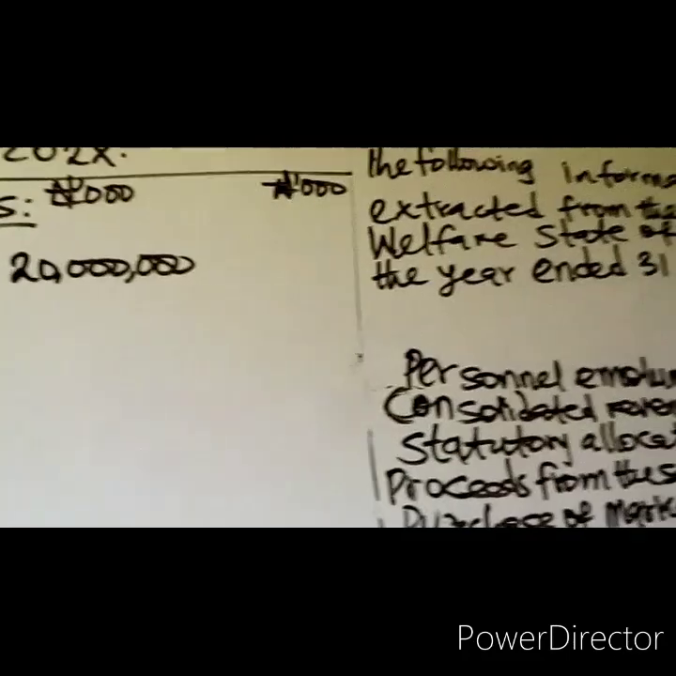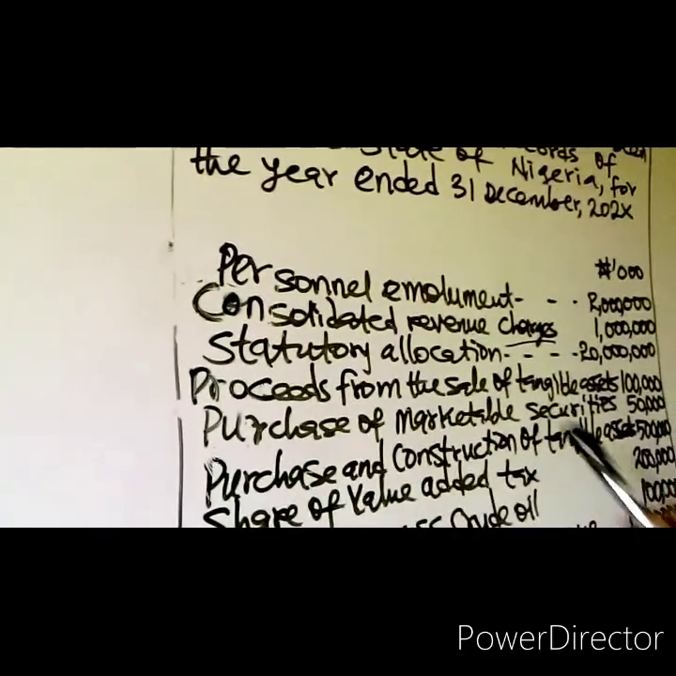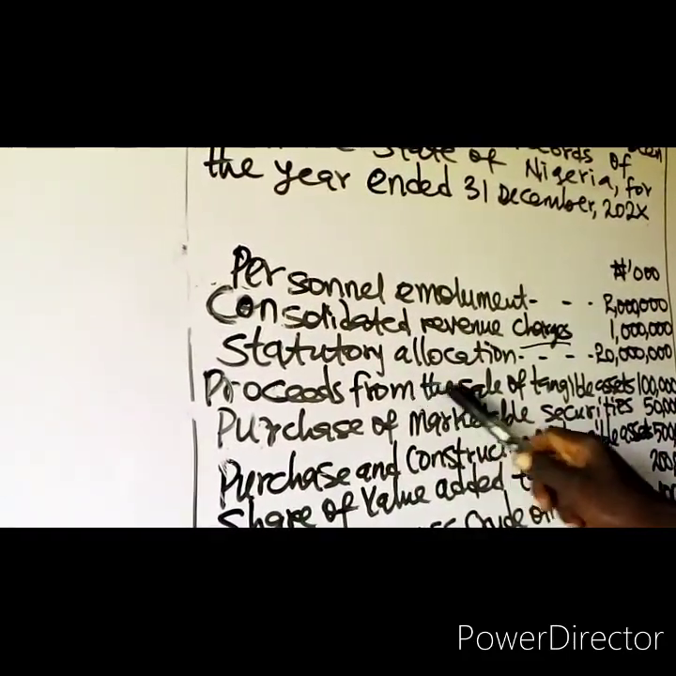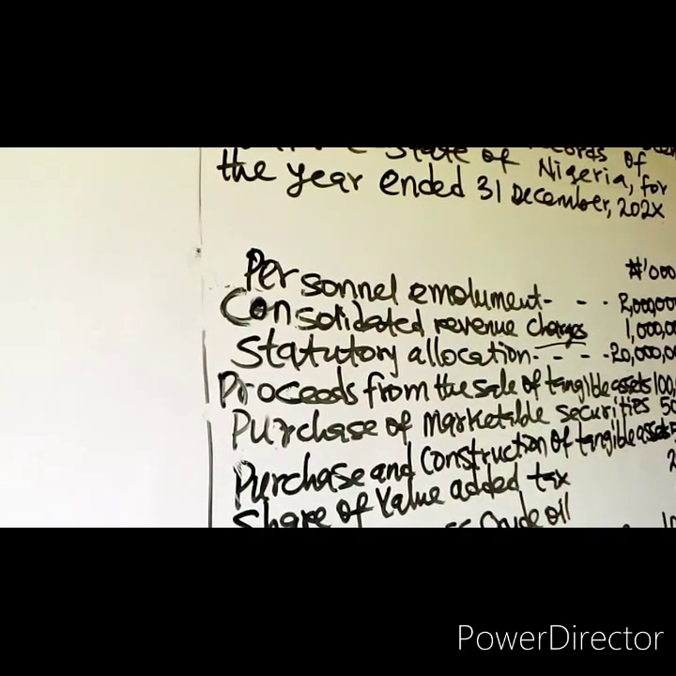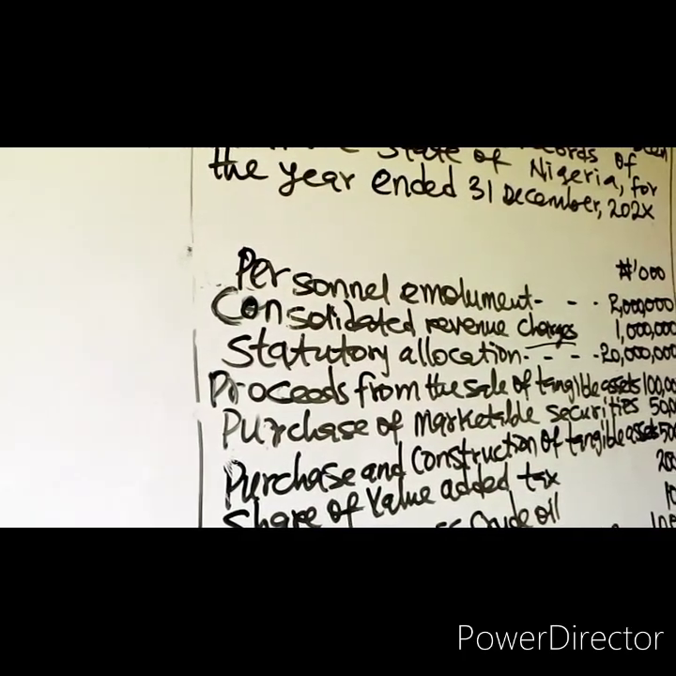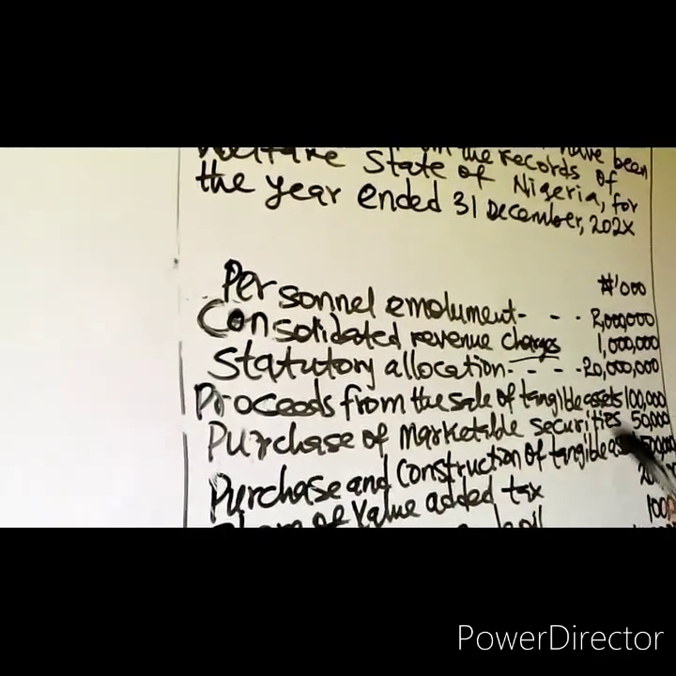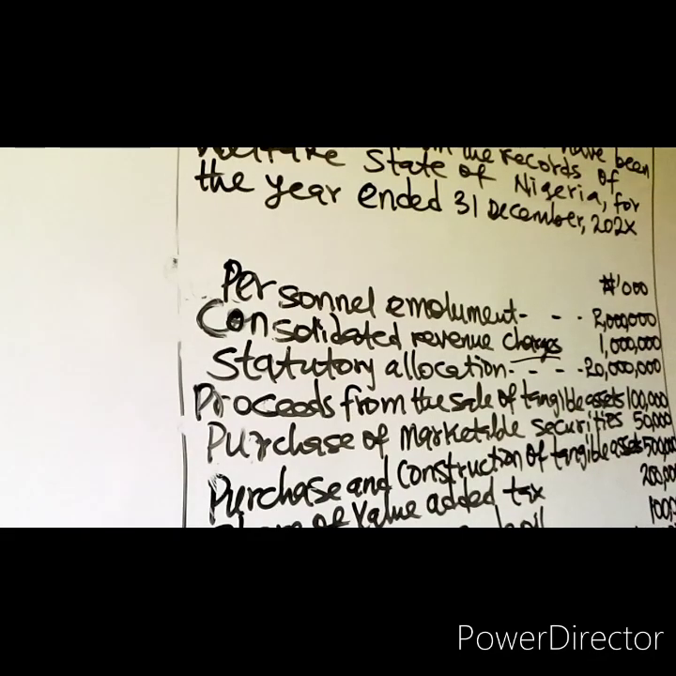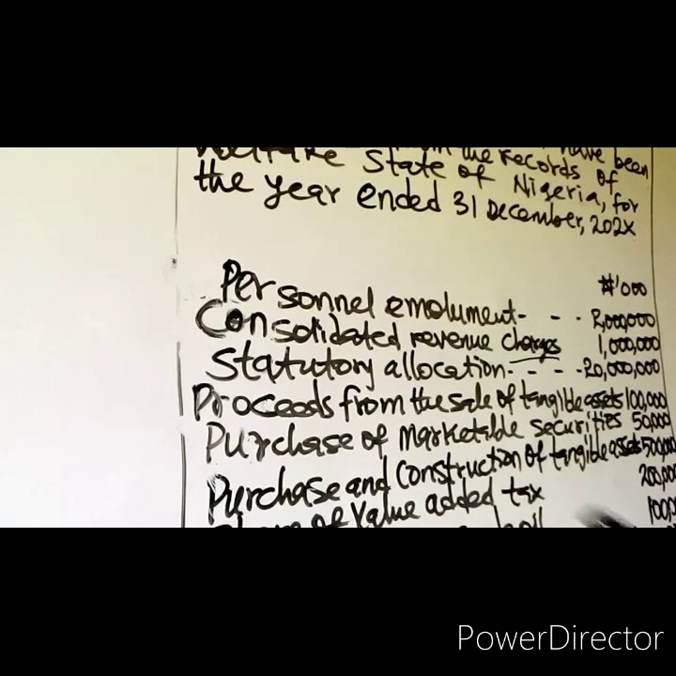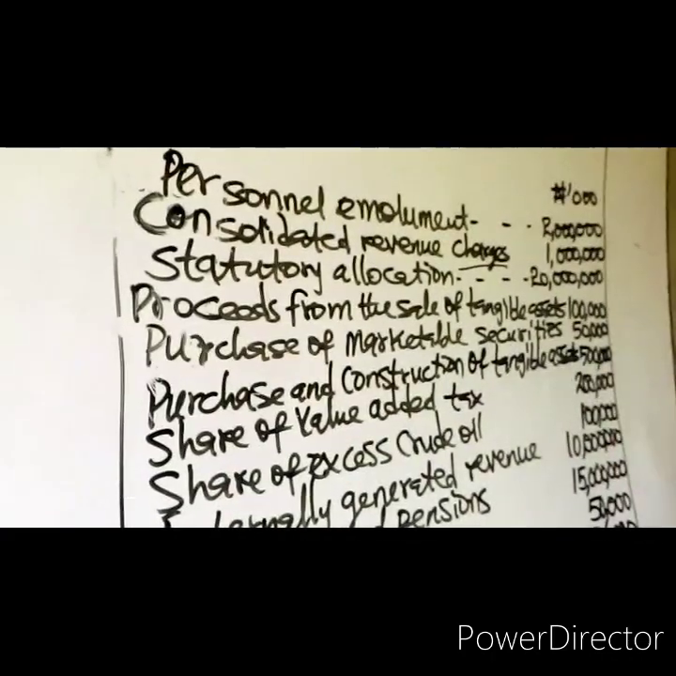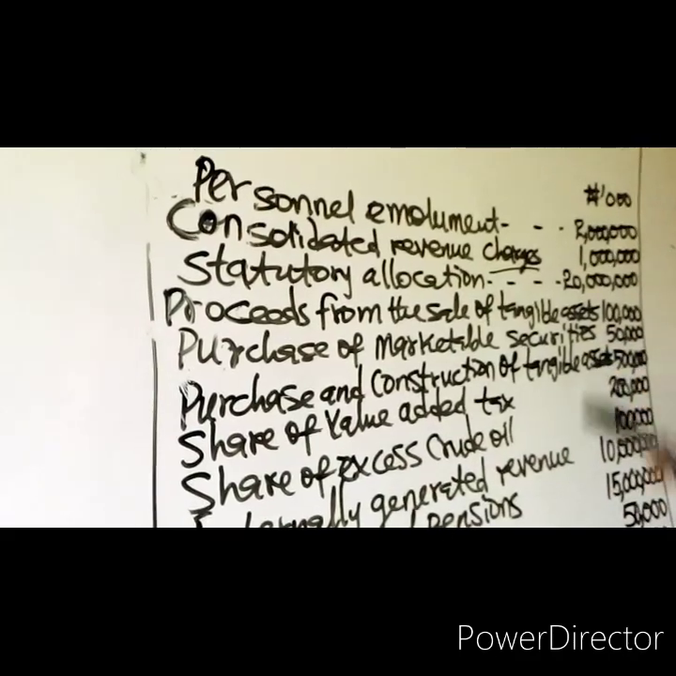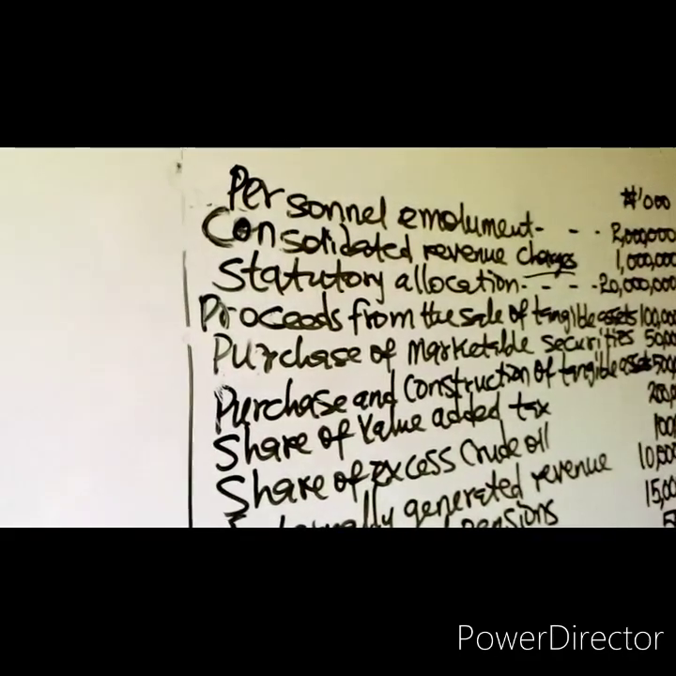Then the next thing is proceeds from the sale of tangible assets. This is an asset. I've told you that those activities that result in acquisition and disposal of non-current assets are investing. So this is an investing activity. Then we also have purchase of marketable securities. That is also an investing activity. Purchase and construction of tangible assets, because they are non-current assets, is also an investing activity.